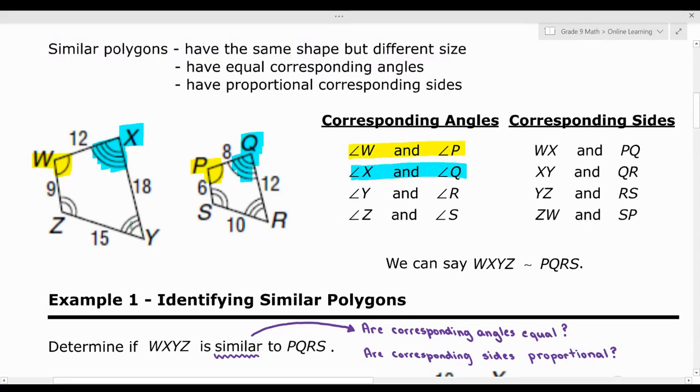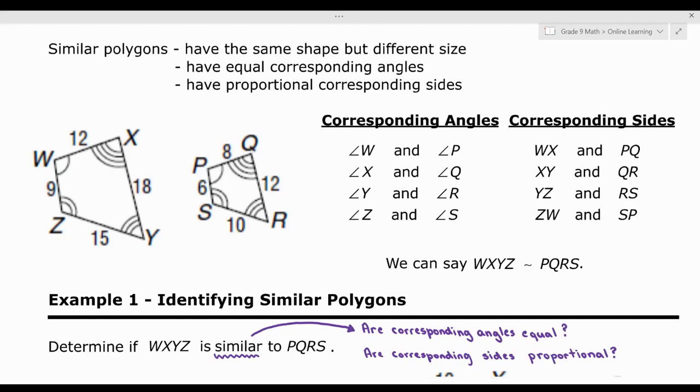Keep going around. Angle Y has 3 tick marks, and that matches up with angle R. So angle Y and angle R are equal. And the last one, angle Z, which is denoted with 2 tick marks, matches up to angle S. So the picture is showing us that those do have corresponding angles. We don't have the measurements, and that's okay, but whatever the measurements are, angle X would have to match angle Q, and angle R would have to match angle Y.